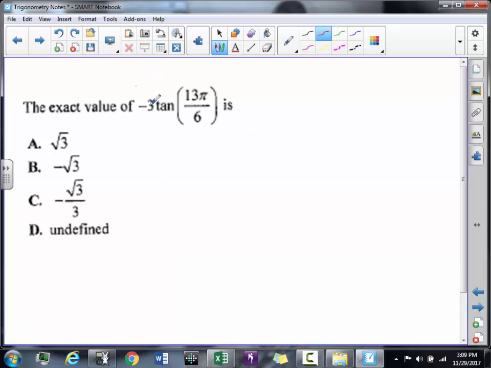You want to find this exact value right here. In theory, you could just type it in your graphing calculator and get an answer. But let's try to prove why. Let's start with this. What the heck does 13 pi over 6 mean? Well, hopefully you've now learned that 13 pi over 6 is another way of representing an angle.